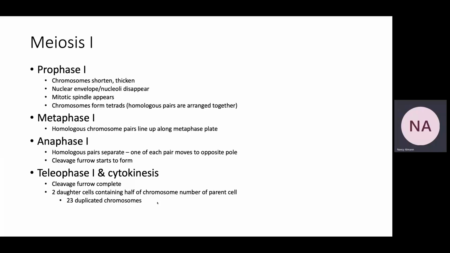Telophase 1 goes hand in hand with cytokinesis. They are not the same thing. The cleavage furrow is complete, which means that you have two different daughter cells, and each of those daughter cells will have half the chromosome number of their parent cell. So you'll have 23 duplicated chromosomes.